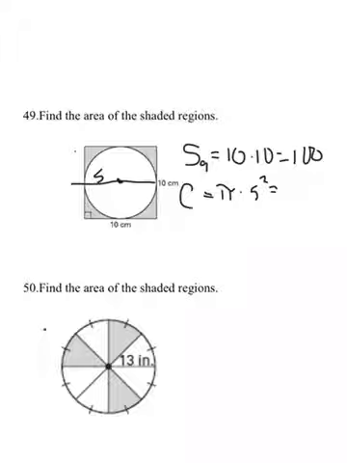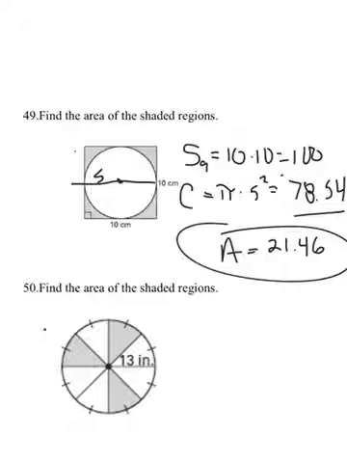So pi times 5 squared, and we're going to go ahead and use pi because it doesn't say otherwise, which gives us 78.54. Subtract those, and you get 21.46. And that is the area of the shaded region.